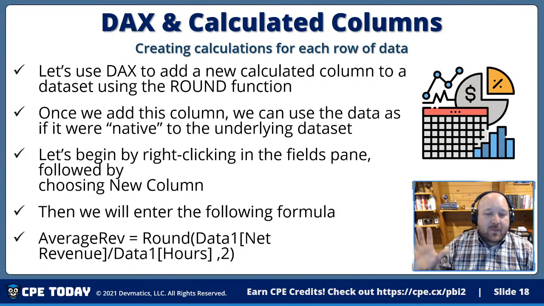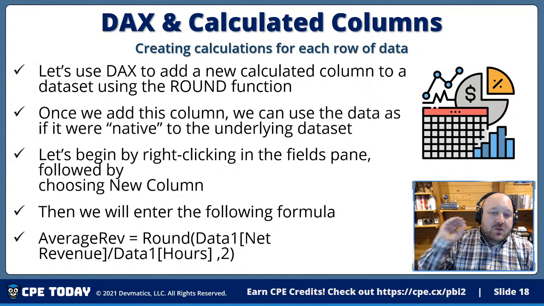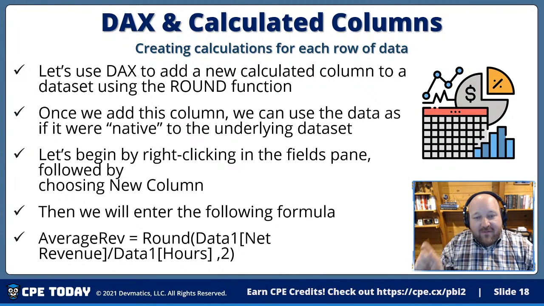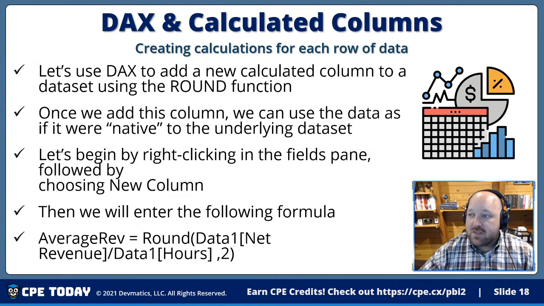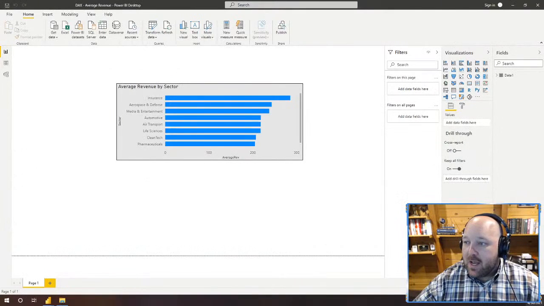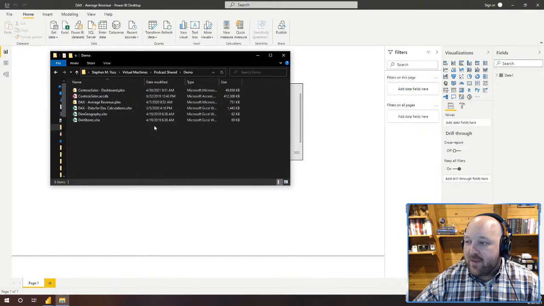So this will make more sense here in a minute. But when we do a calculated column, it's essentially creating a new column in the actual data itself. And then it will create a value at every single row. So let's go ahead and take a look at what this might look like and switch back over to Power BI. Okay, so we're in the sample file DAX average revenue if you'd like to try that out.